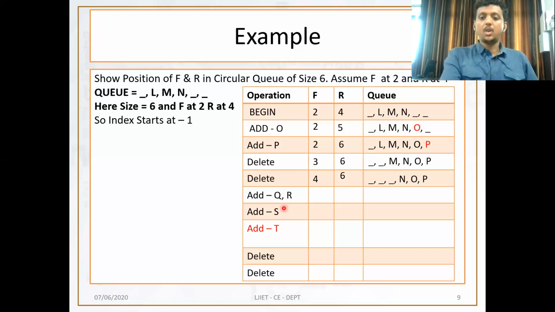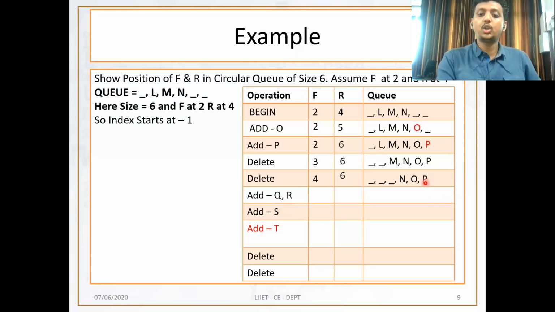Got it? Now see, I am adding 2 elements simultaneously, but that never actually happens. You can insert one element at a time, but in the operation I just said to add Q and R to reduce the number of steps. Just because of my screen size, I am adding 2 elements together. First I am going to add Q and then R. Both times the rear pointer will be incremented.